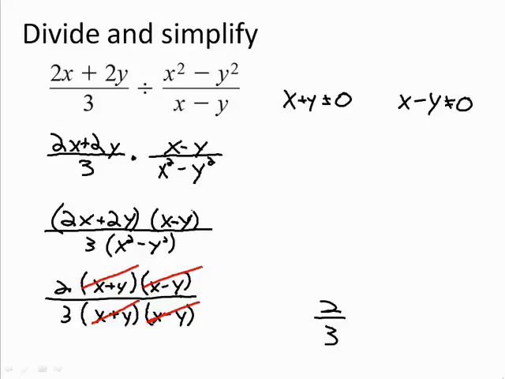Solve each of these for x. In the first one, subtract y from each side. X cannot be equal to negative y. In the second one, add y to each side. X cannot be equal to y. The simplified expression is 2/3, where x is not equal to negative y and x is not equal to y.